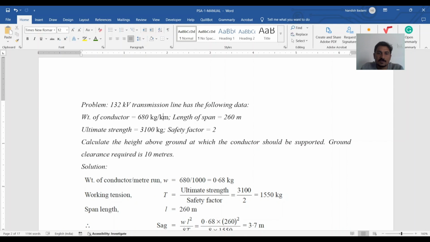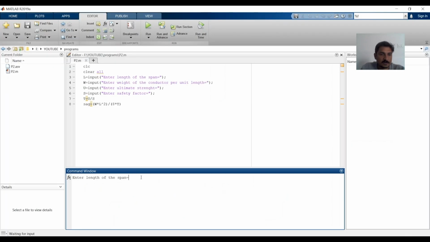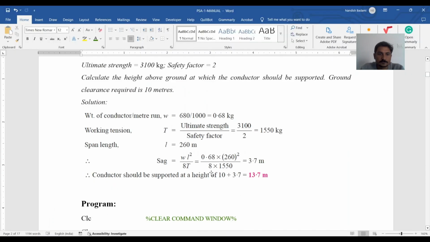Now with these inputs, let us enter the length of the span as 260 meters, the weight of the conductor per unit length as 0.68, since 680 kg per kilometer is now converted into per unit length, the ultimate strength as 3100 kg, and the safety factor as 2. Now we got the tension on the conductor as 1550 kg and sag as 3.7071. So the working tension is 1550 kg and the sag is 3.7 meters.